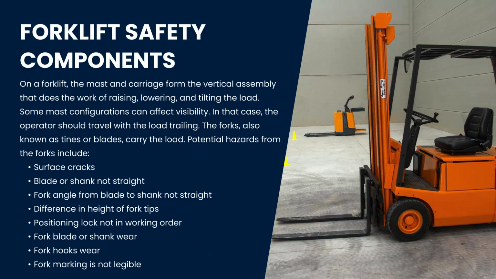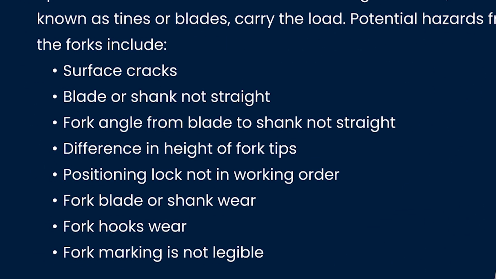On a forklift, the mast and carriage make up the vertical assembly that raises, lowers, and tilts the load. Some mast configurations can reduce visibility, and when that happens, the operator should travel with the load trailing. The forks, also called tines or blades, carry the load and must be inspected for hazards such as cracks, bent shanks, uneven tips, worn hooks, damaged positioning locks, or missing or unreadable markings.